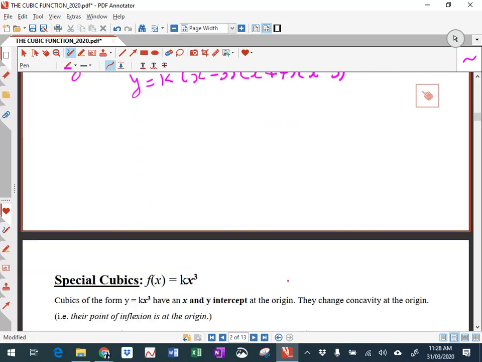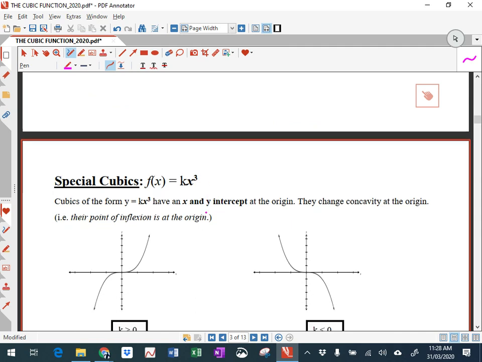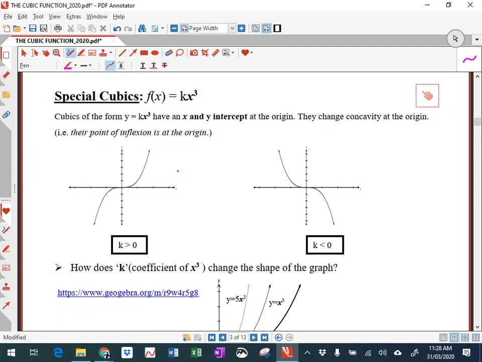Alrighty, now let's have a look at some special cubics. Here they are. Now this is a special cubic. I'll call this the basic cubic because it's probably the easiest one to draw. Now, special cubics are of the form kx cubed. They don't have any other terms, okay? Cubics of this form have an x and y intercept at the origin. There it is. You can see it passes through the origin.